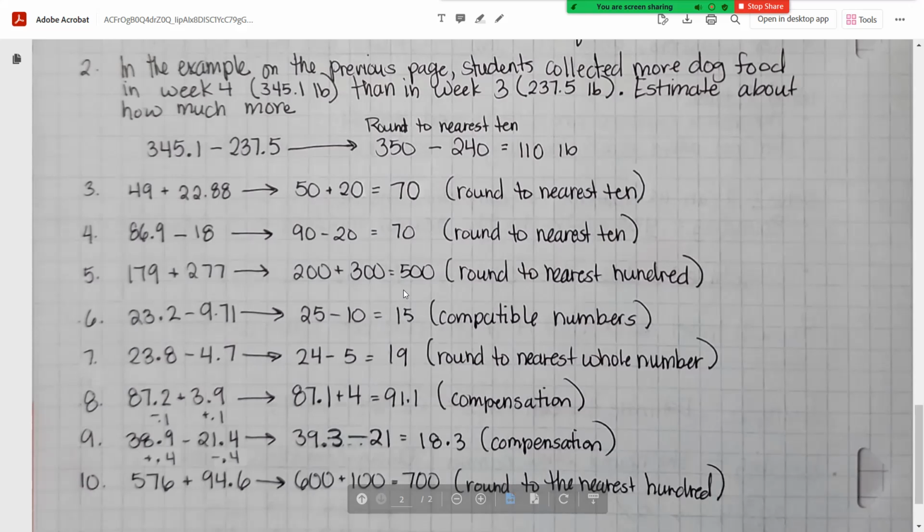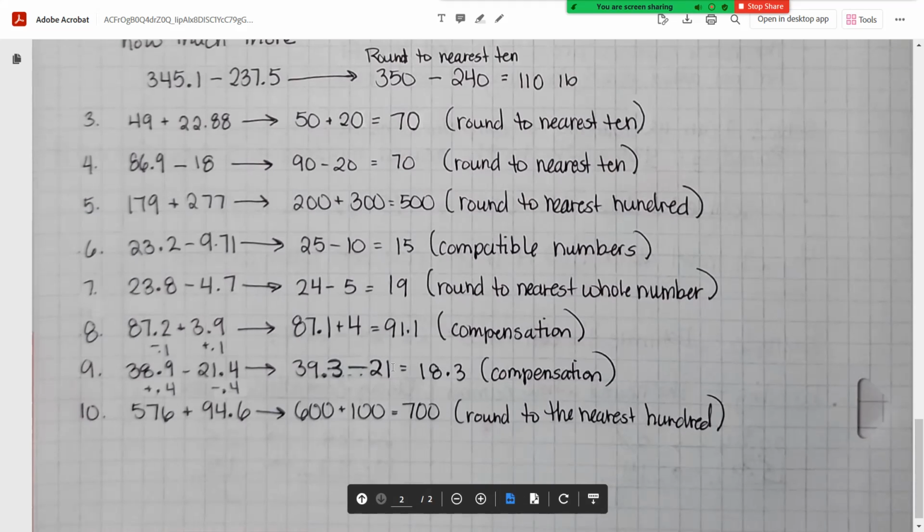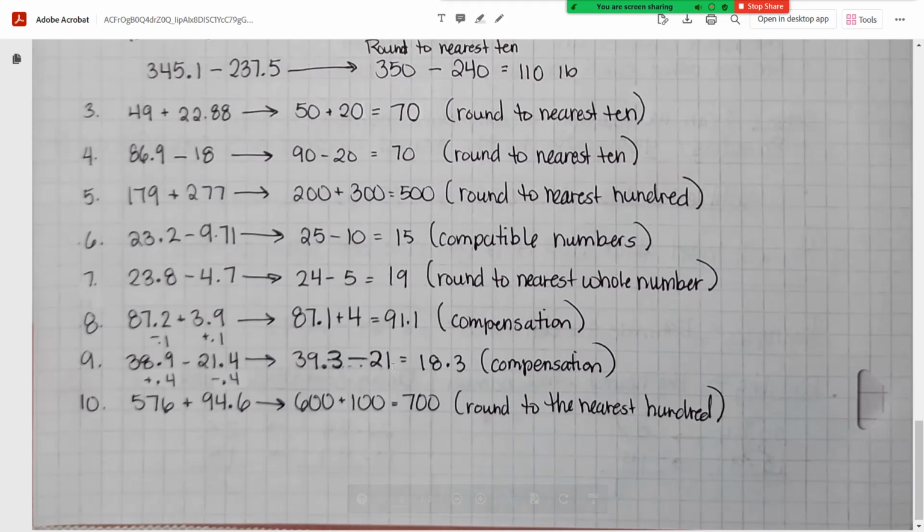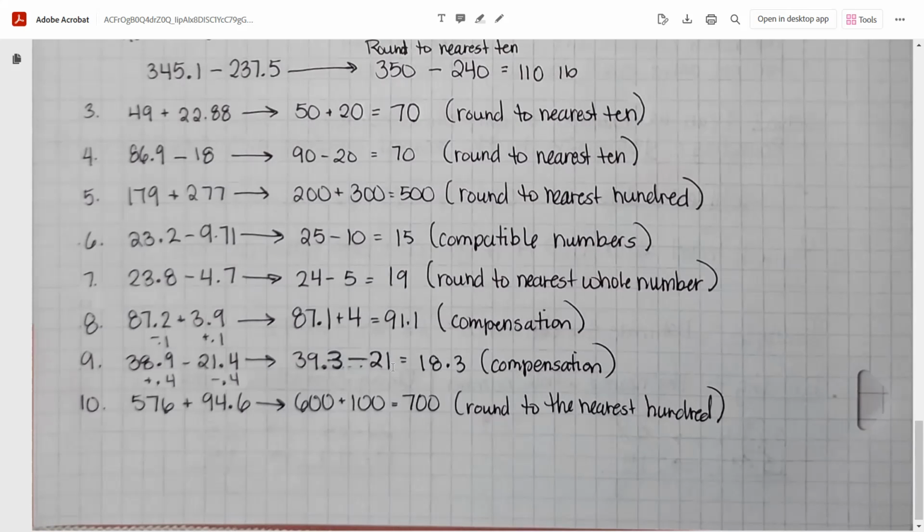Number 7, 23 and 8/10 minus 4 and 7/10, round to the nearest whole number. The 23 and 8/10 becomes 24. The 4 and 7/10 becomes 5. 24 take away 5 is 19. Number 8, 87 and 2/10 plus 3 and 9/10. I'm going to use compensation here. And I'm going to take off one of the tenths from 87 and 2/10 and give it to the 3 and 9/10 to make that a whole number. So that's going to become 4. So then I'm going to have 87 and 1/10 plus 4, which is going to give me 91 and 1/10.